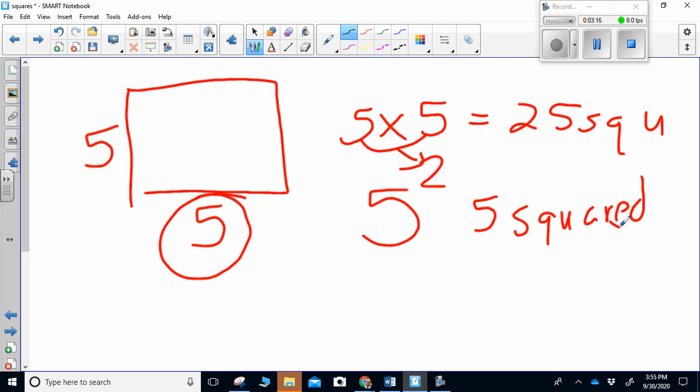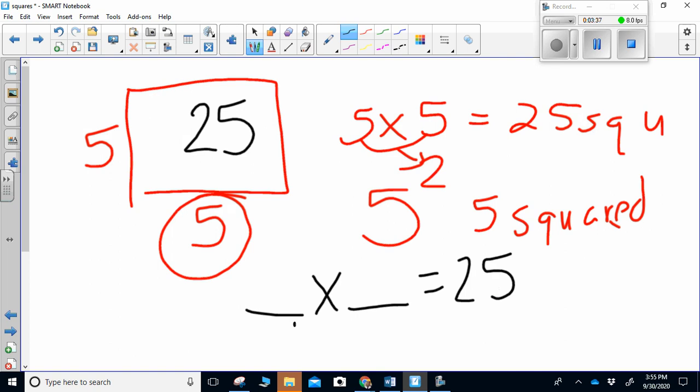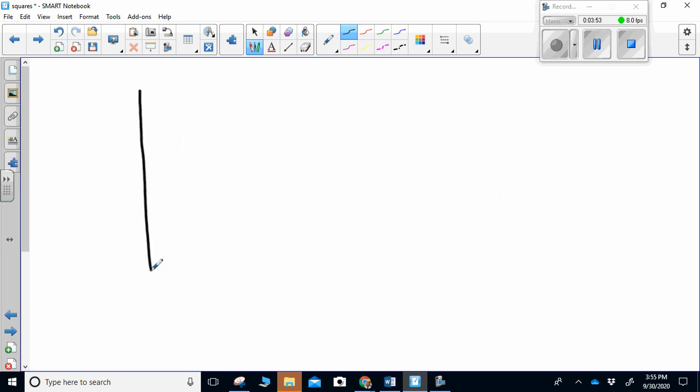So if I put this 25 inside of here, I know that it was a square, and the 2 numbers that I used to get there have to match because it's a square. So if I had something times something equals 25, I need to think about what twins could I multiply together to get 25? Well, the twins that will give me 25 are 5 and 5.